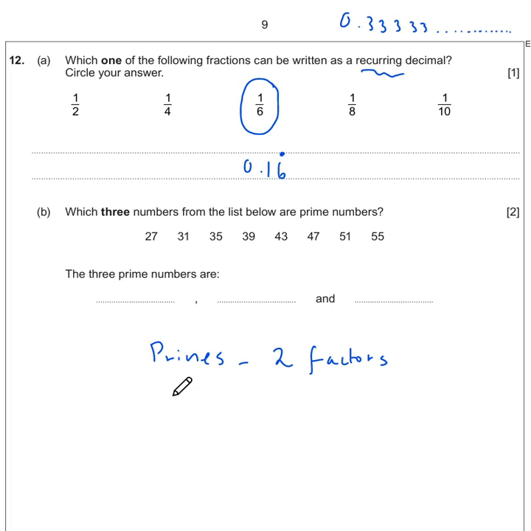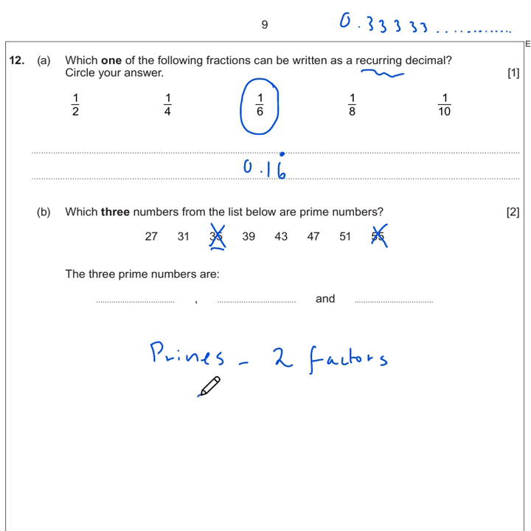For example, I can see this number 35. This ends in a 5, so I know it divides by 5. So that's definitely not going to be one of my primes. 55, the same, ends in a 5, so I know it divides by 5. Any even numbers I can cross off because I know they divide by 2, but I haven't got any of those. So let's have a check.